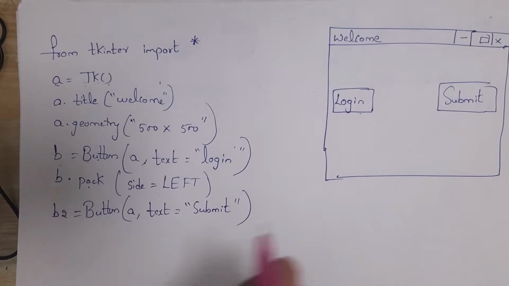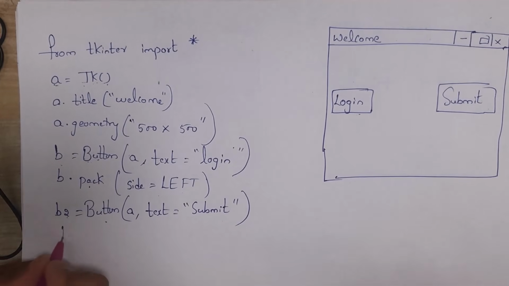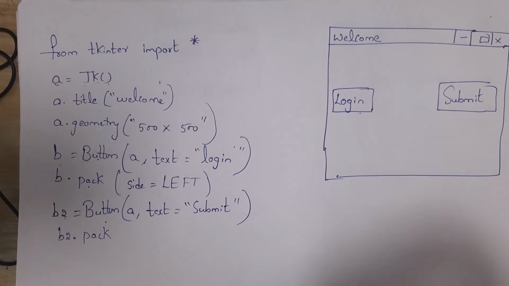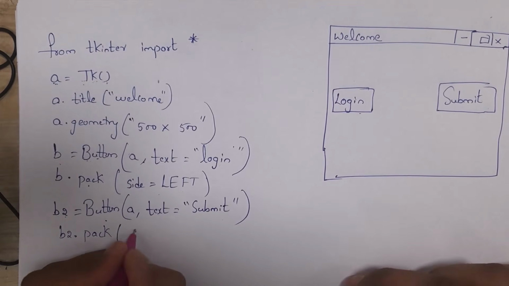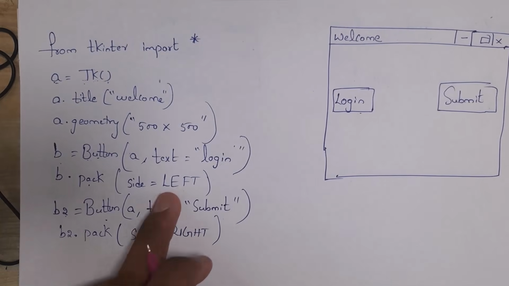Now I want to place this submit button right side. So just write here, my button is present in variable b2. So just write here b2.pack. By using pack method, we can place our widgets in any location. I want to place my widget right side. So just write here side equal to RIGHT. Guys, don't use quotations for left and right.